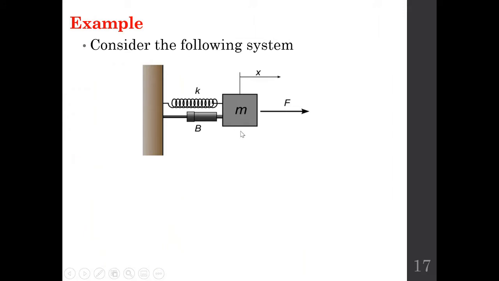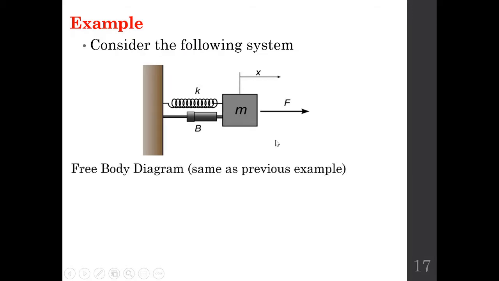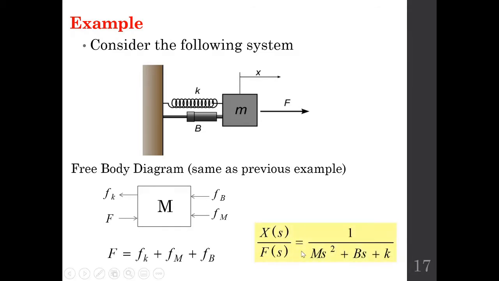Here is another example. We have a mass which is attached to this wall by this spring and this dashpot. The applied force is in this direction, so the displacement of this body will also be in this direction. Now this is the same as the previous example. The free body diagram will be the same as the previous example, and the transfer function will also be the same. You can solve this to confirm whether you are getting this transfer function or not for this translational mechanical system.